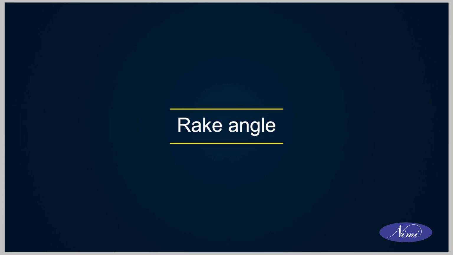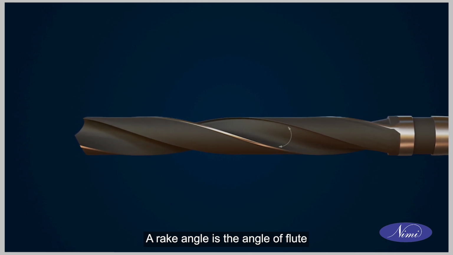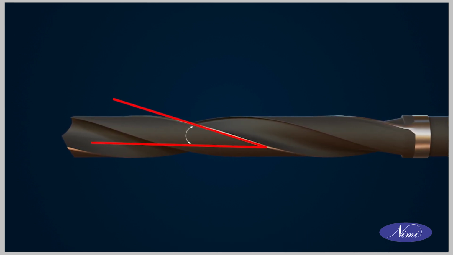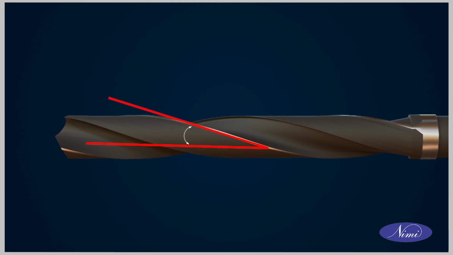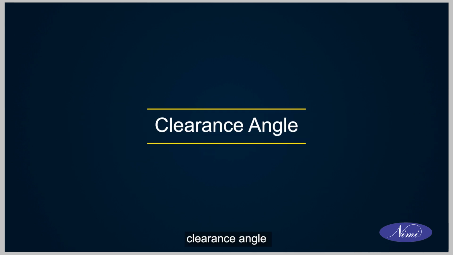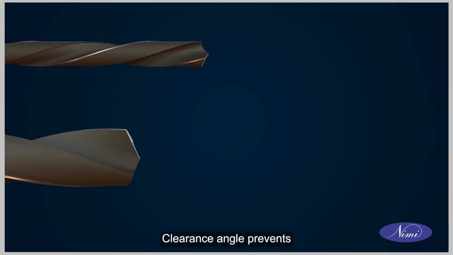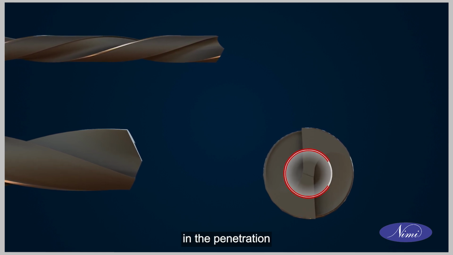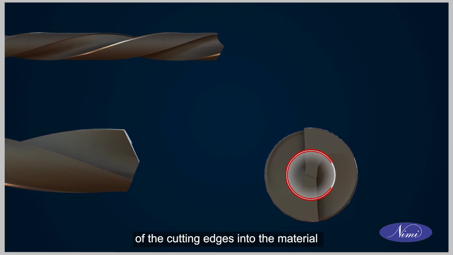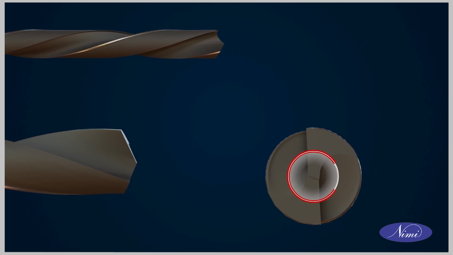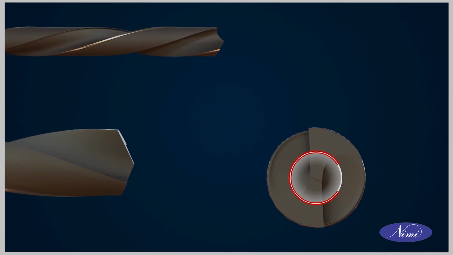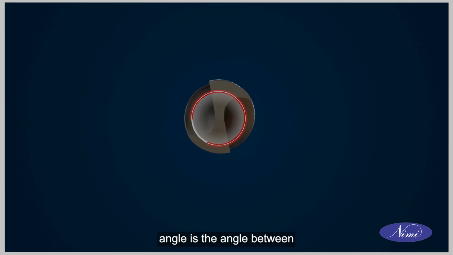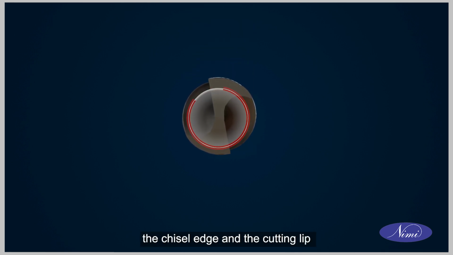Rake angle. A rake angle is the angle of flute and depends on the helix angle. Clearance angle. Clearance angle prevents the friction of the tool behind the cutting edge and helps in the penetration of the cutting edges into the material. Chisel edge angle. Chisel edge angle is the angle between the chisel edge and the cutting lip.